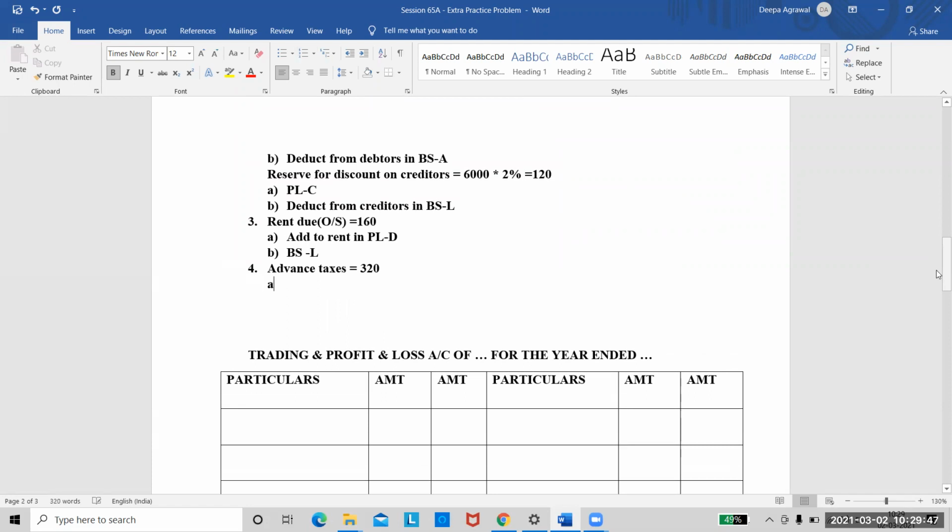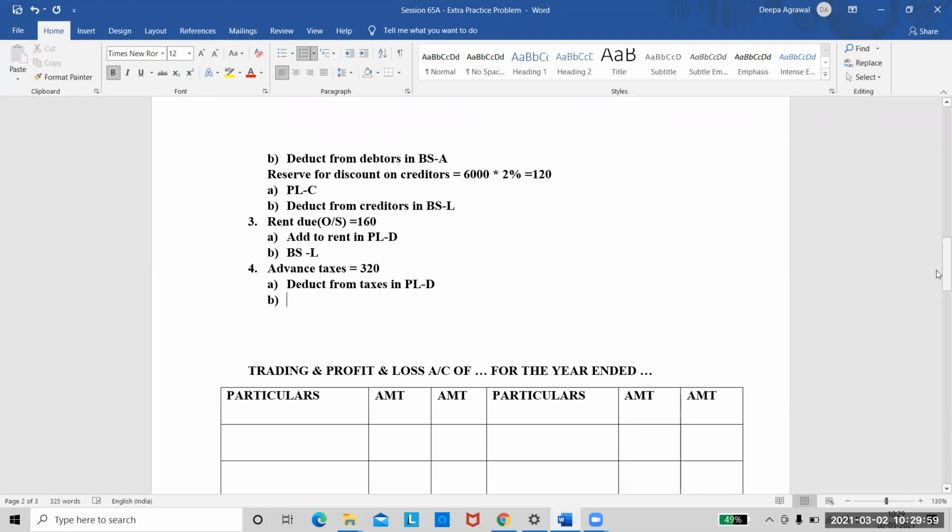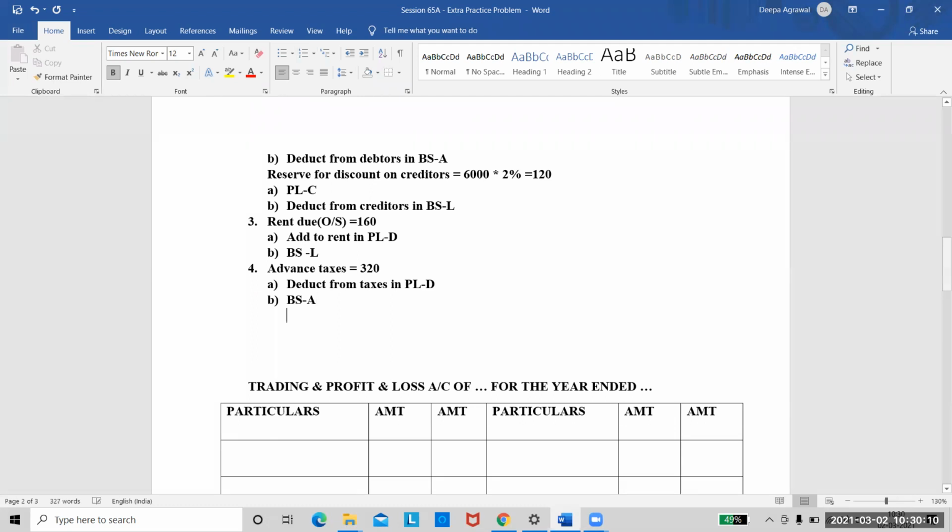You should tell me. First treatment, what should I do? Correct. Deduct from taxes, in P&L debit side. Second treatment, balance sheet. What will it be? Asset or liability? Asset, ma'am. Yes, it is asset because it's paid in advance. Move forward to the next adjustment.